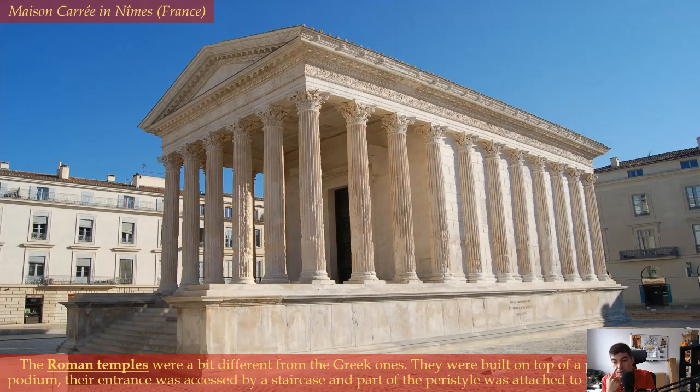The temples were similar, but a bit different compared to the Greek ones. They were built on top of a platform, as you can see, the podium. This is not a stepped platform as in the Greek temples. They had only one entrance, accessed by a staircase, here, and part of the peristyle was attached to the temple walls.